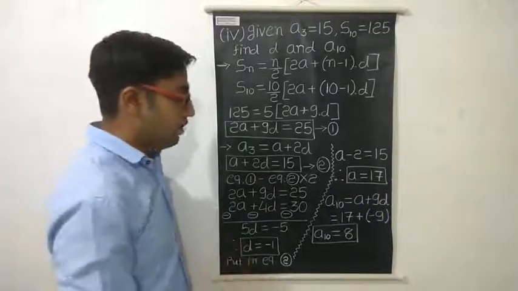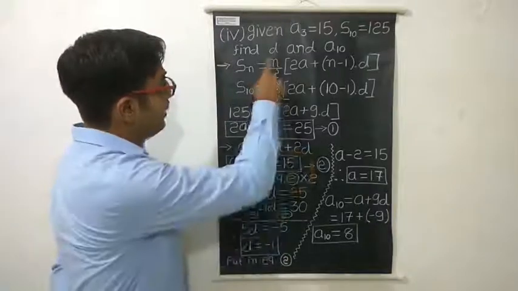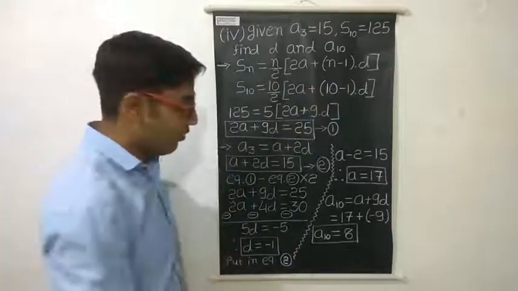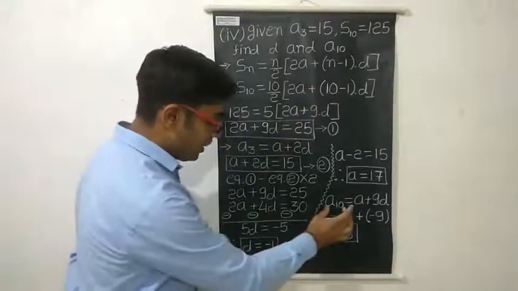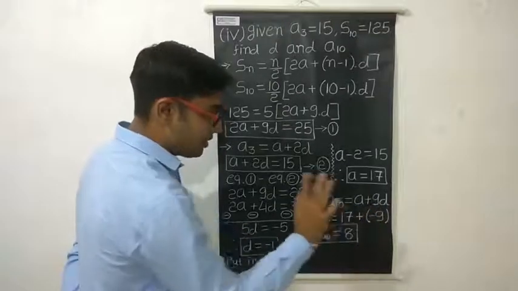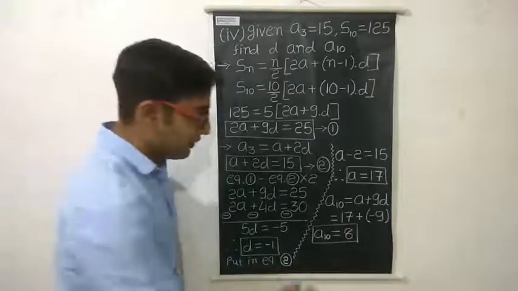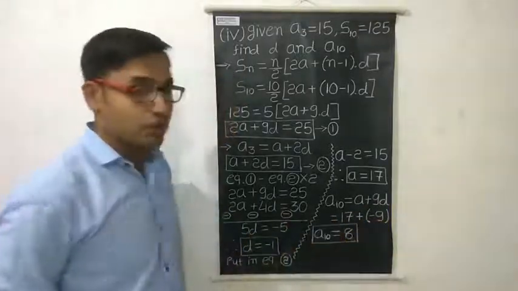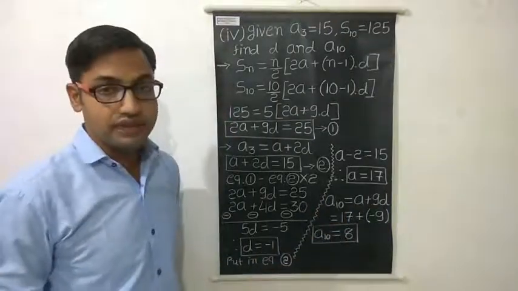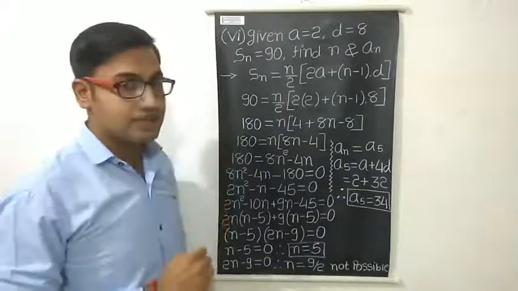Now we have the value of a and d. What we have to find is the value of a10. We can write a10 is equal to a plus 9d. a is 17, 9 remains as it is, d is equal to minus 1. So minus 1 into 9 is minus 9, and 17 minus 9 is equal to 8. So the value of the 10th term is equal to 8. Okay? Let us study sub question number 6.